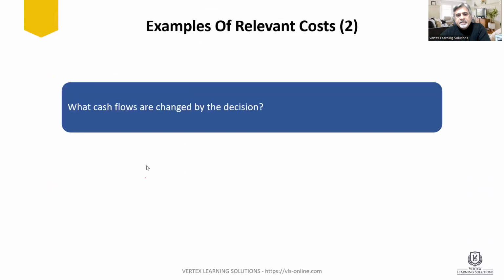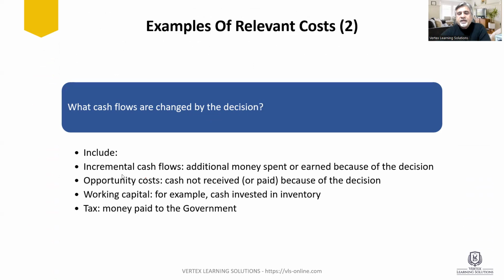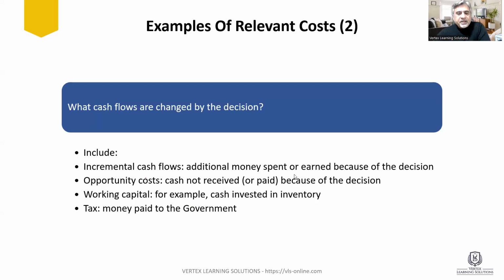Then we say that what cash flows are changed by the decision, which means the relevant ones. So it includes incremental cash flows, like additional money spent or earned because of the decision. Additional money spent means you might purchase some equipment, some assets, or you may earn some additional cash flow or additional money because of the decision. Opportunity costs: cash is not received or paid because of the decision, but they are relevant.